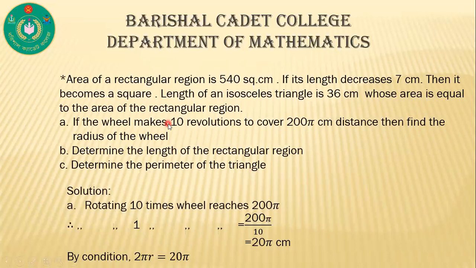Now question number B: determine the length of the rectangular region. Given that the area of the rectangular region is 540 square centimeters, and if its length is decreased by 7 centimeters, then it becomes a square. Then determine the length of the rectangular region.